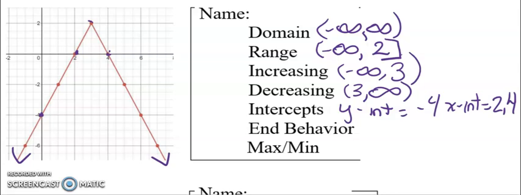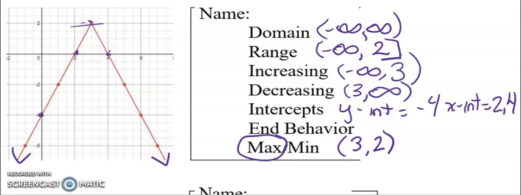Now I'm going to skip end behavior and go down to whether this is a maximum or a minimum. Is it the highest point on the graph, or is it the lowest point on the graph? This is the highest point on the graph. So we have a maximum at 3, 2.